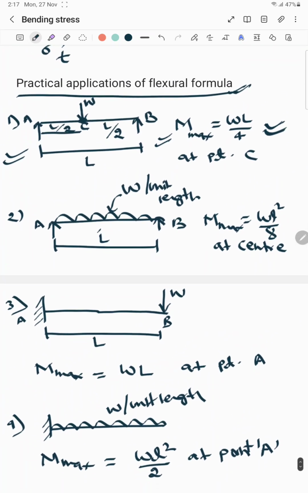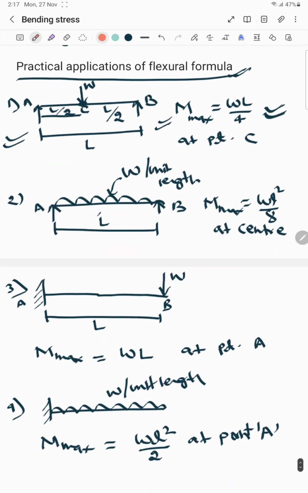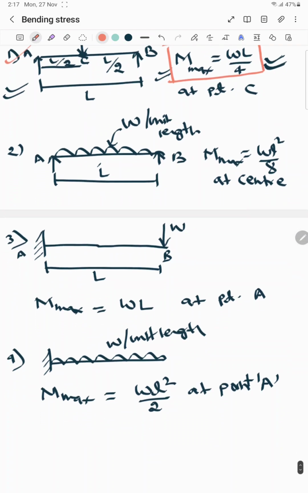Okay, now here we can see that in case of the simply supported beam and when the load is acting at the middle, then the maximum bending moment formula is WL by 4. Now second case is for the UDL, for the simply supported beam. So when the UDL is acting on the simply supported beam, then the maximum bending moment formula will be WL square by 8.